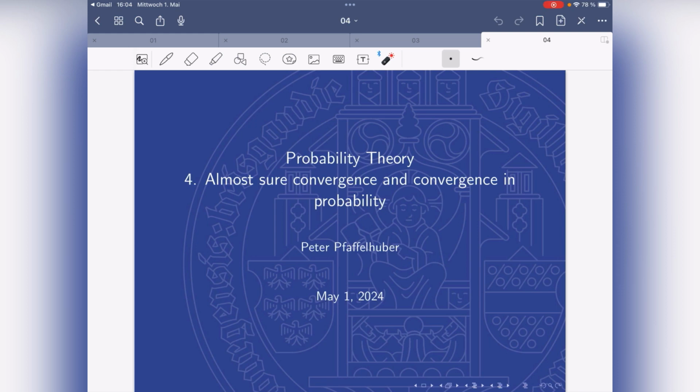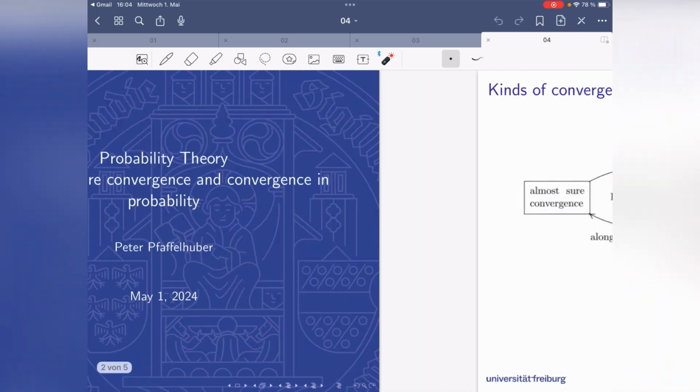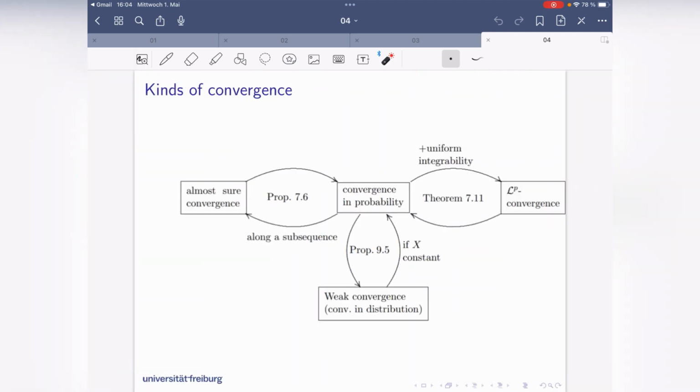So, let's get started. Almost sure convergence and convergence in probability. Let me remind you of this general graphic that is also in the manuscript. So today we are dealing with the left part here: almost sure convergence and convergence in probability. Our main result today will be Proposition 7.6, which shows that if a sequence converges almost surely, then it also converges in probability. And if it converges in probability, there is a subsequence which converges almost surely.